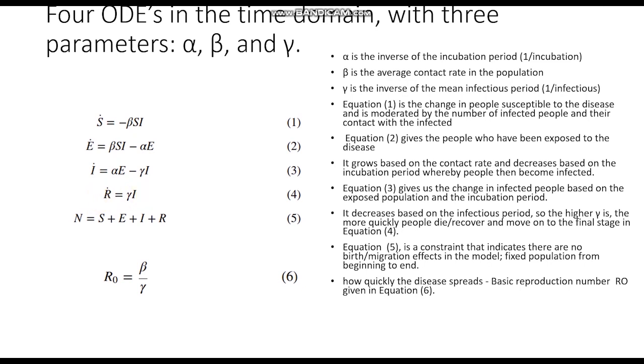Equation 5 gives the constraint of the system, where the total population N is the summation of susceptible, exposed, infected and recovered. This equation clearly shows that the population is fixed from the start to the end of the study, without any new birth or migration from one place to another. And there is another important parameter under the model, called the basic reproduction number, which is given by equation 6. It is nothing but the ratio of beta and gamma. This basically defines how many new infected people will be reproduced over a period of time.